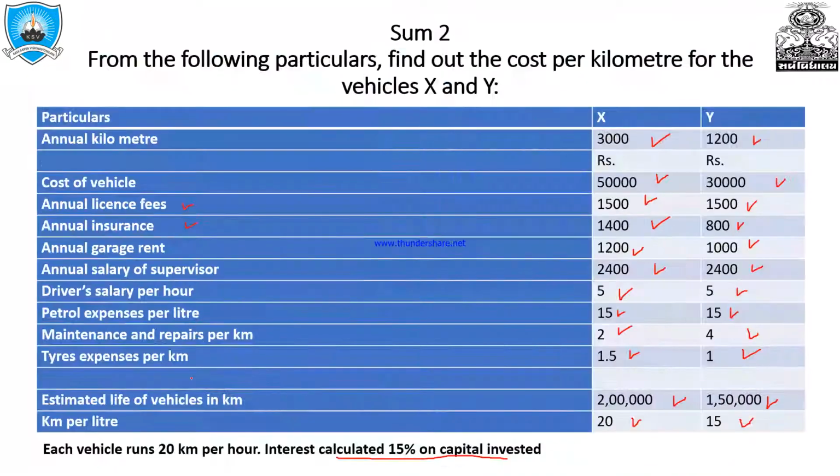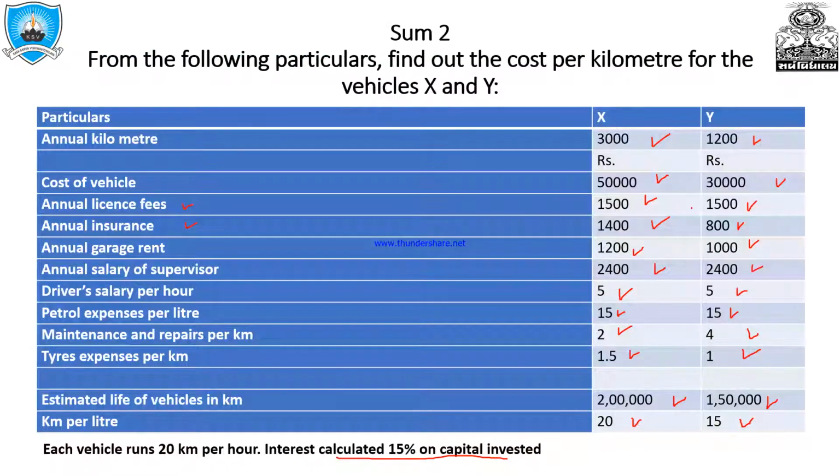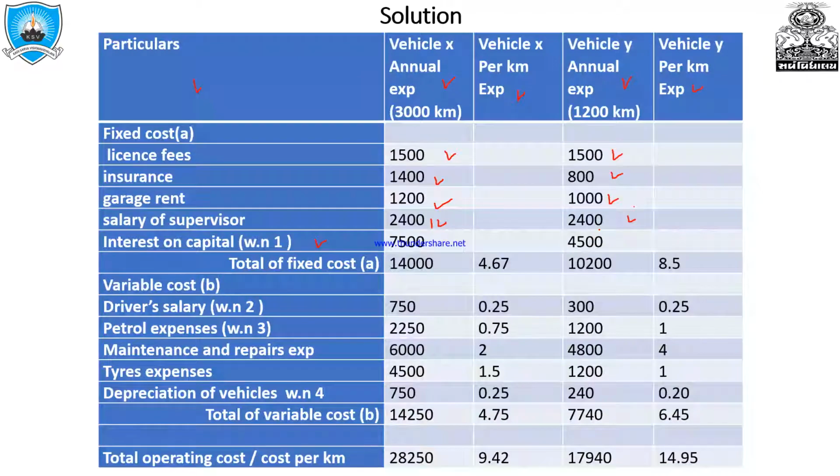The vehicle cost of X is 50,000. So 50,000 multiplied by 15 divided by 100. The answer is 7,500. For vehicle Y, the cost of vehicle is 30,000, multiplied by 15 divided by 100, is equal to 4,500. So 7,500 is the interest on capital of vehicle X and 4,500 is the interest on capital of vehicle Y.